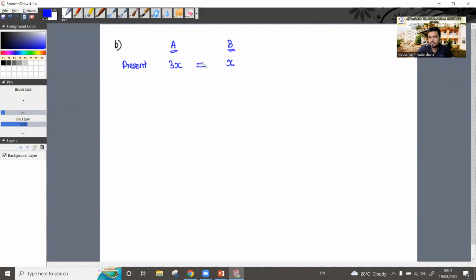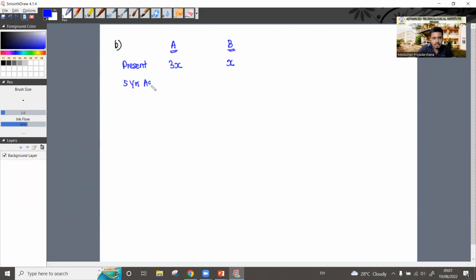Can or can't? We can't, right? x does not equal 3x. A's percentage is 3 times of B's percentage, right? So we cannot put equal here. If one is 10, the other is 30. They cannot be equal. Okay. Right. Then we are given a situation which is 5 years ago.